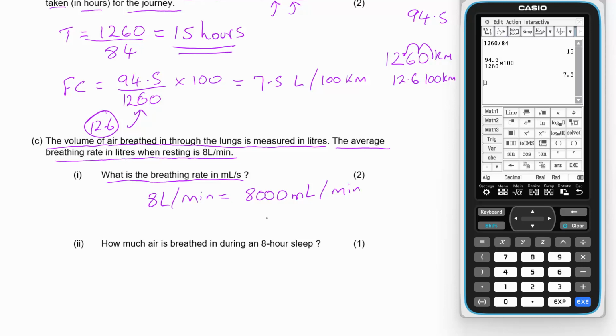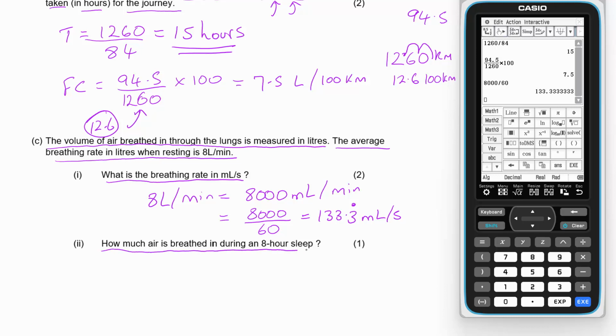And there are 60 seconds in a minute. So what we need to do here is divide by 60, because obviously there's going to be less volume in a second than there is in a minute. So you divide by the 60. So we've got 8,000 divided by 60. Which is 133.3 recurring. And that would be in milliliters per second.